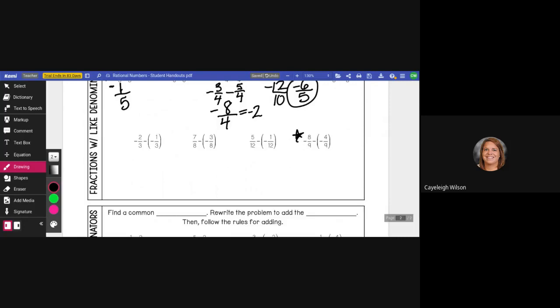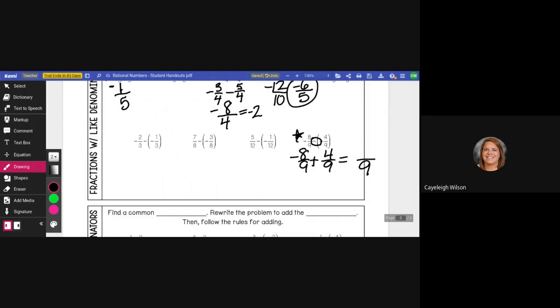All right, so this last one that we're going to do right here out of this section. So -8/9 minus -4/9. Oh, I just said minus a negative. So minus a negative is plus a positive. So I'm going to rewrite that to be +4/9. After that, I look at the denominators and there's no mixed numbers. I look at the denominators, they're already the same. So I know it's going to be something out of 9.